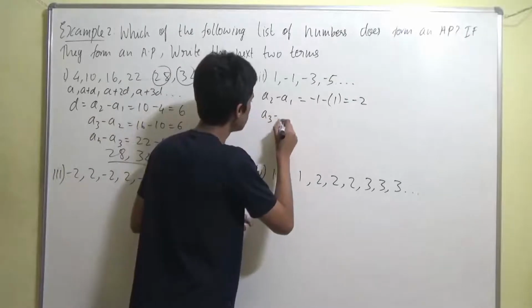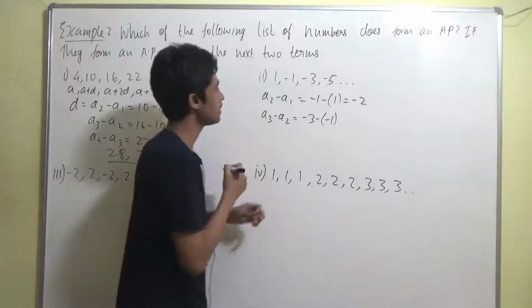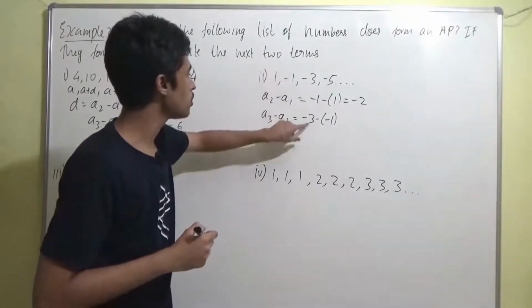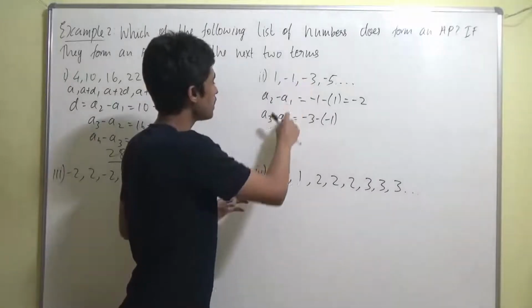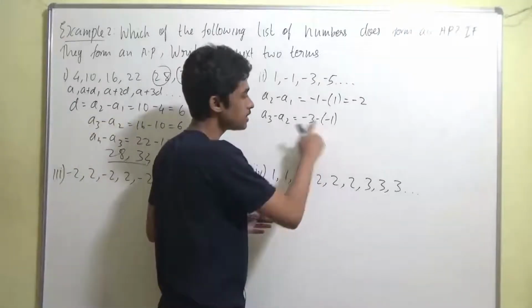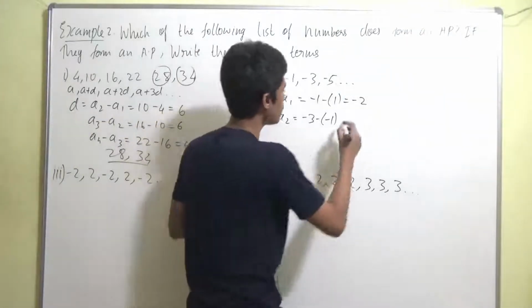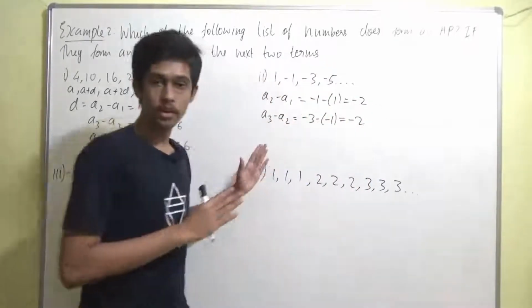Now let's check for the next two terms, that is minus 1 and minus 3, that is A3 minus A2. That is nothing but minus 3 minus of minus 1. Getting it, guys? Minus 1 is A2. You are doing A3 minus A2, right? Minus in between. So it is minus 3 minus of minus 1. Minus into minus will become plus. Minus 3 plus 1 will give you minus 2. Getting it? You are getting the same common difference.